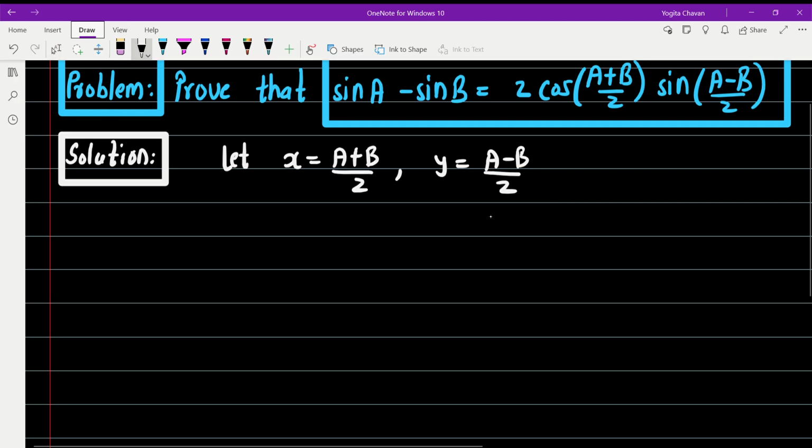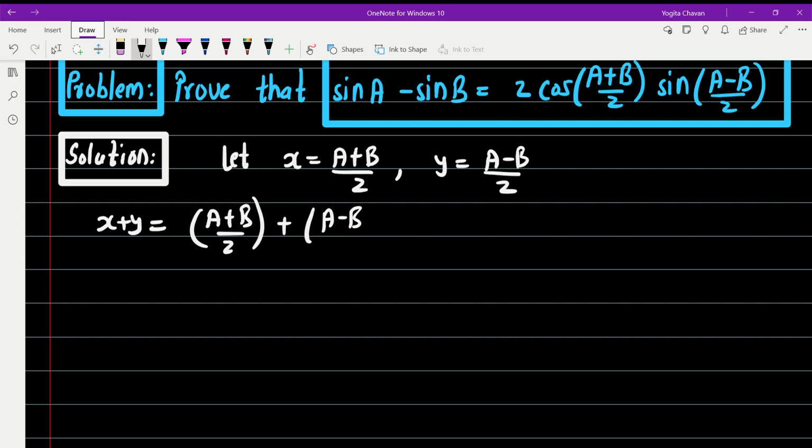Now make some observations. What is x plus y? x plus y is equal to (A plus B) upon 2 plus (A minus B) upon 2. This is equal to (A plus B plus A minus B) upon 2. Now A plus A is 2A, divided by 2 gives A, and B minus B is 0. So x plus y is equal to simply A. This is our first observation.